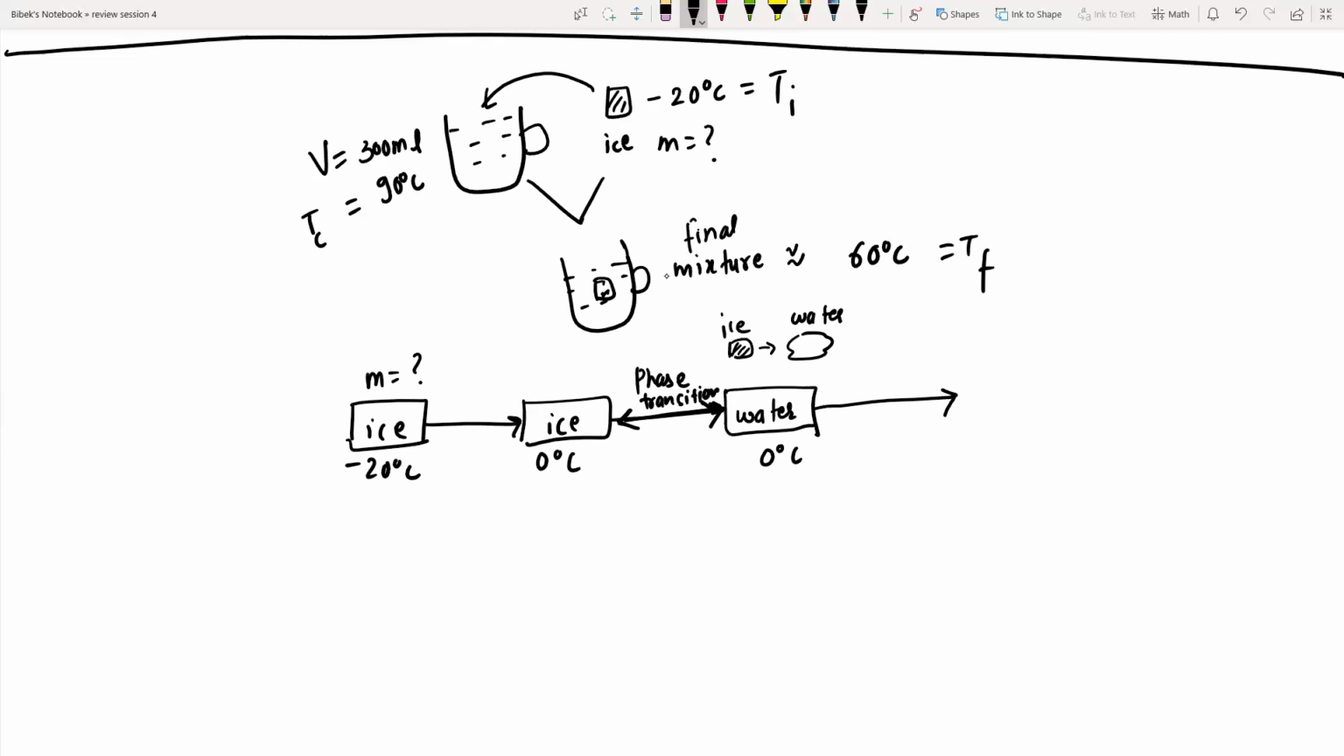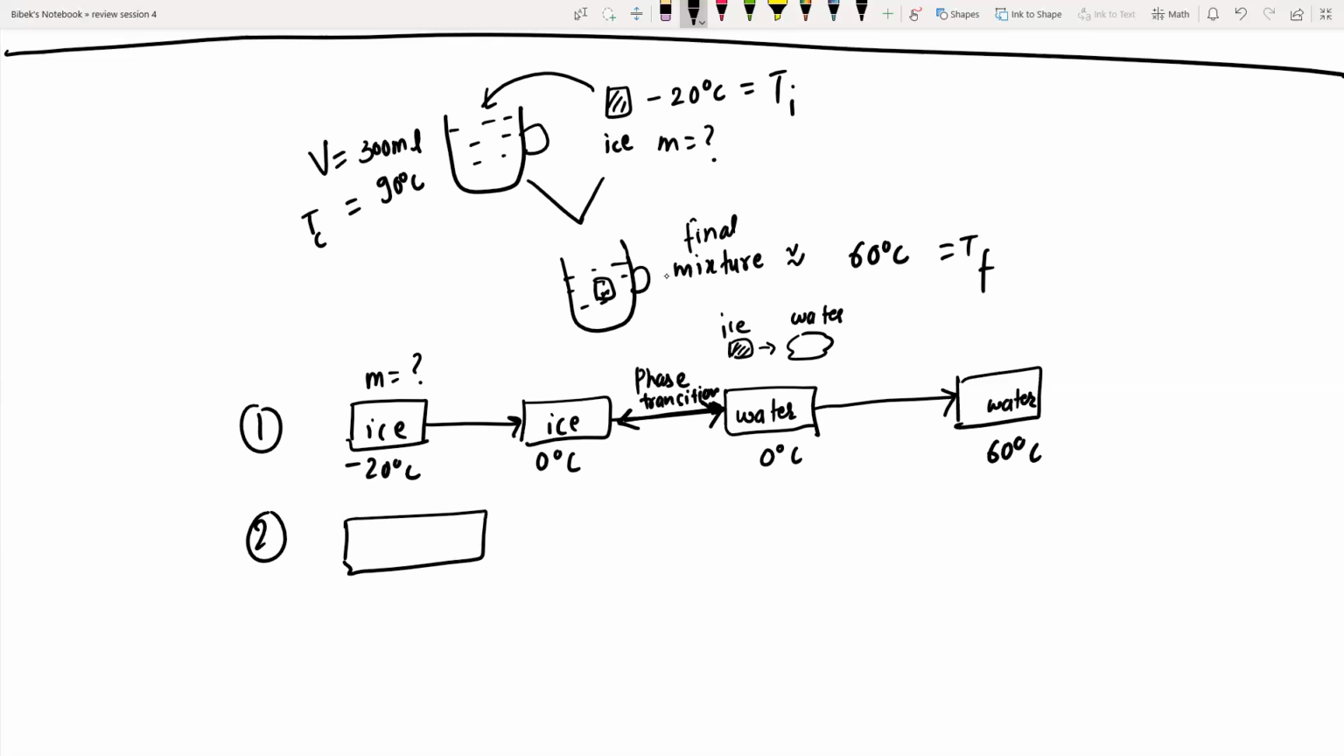This water will now be converted into water at 60 degrees centigrade. So I'm only looking at the ice and when the ice is converted into water. I'm not looking at the coffee. Let's forget that there was coffee. I'm simplifying the problem. So that's one half of our problem. The other half of the problem is looking at the coffee.